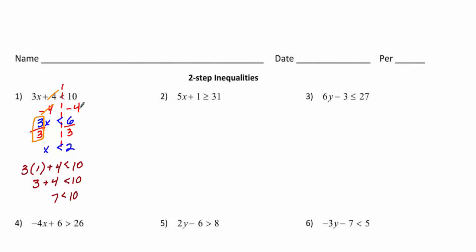Now, if you want to do an extra check, if you want to be extra sure, then you pick a number that doesn't work. So this says x is less than 2. Let's pick a number bigger than 2. Let's try x equal to 3. So we would do this again, and we'd ask ourselves, what's 3 times 3? Well, that's 9. Is 9 plus 4 less than 10? No, it is not. So we know that the correct values would be things less than 2.